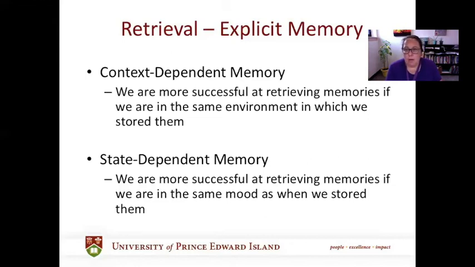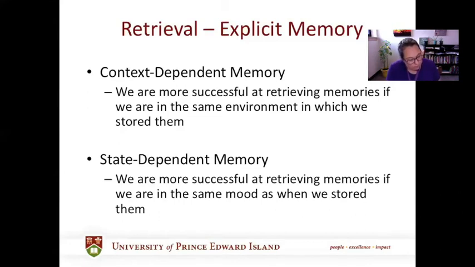So when I would have final exams in my courses, if at all possible, I would ask to have students write the final exam in the classroom I taught in. And that's because they might be better able to remember cues if they're in the same room where they learned them. That's context-dependent memory. We also have state-dependent memory, so that if we're in the same state that we were in when we learned the information, we are more likely to retrieve that information.